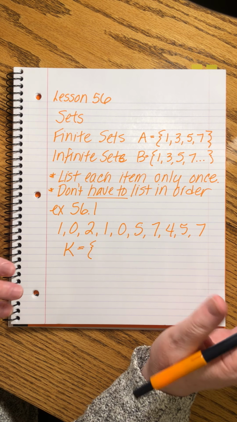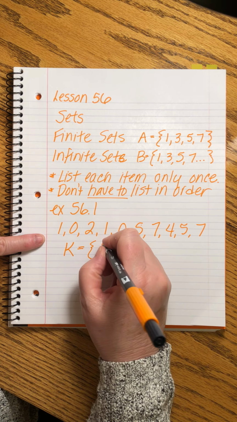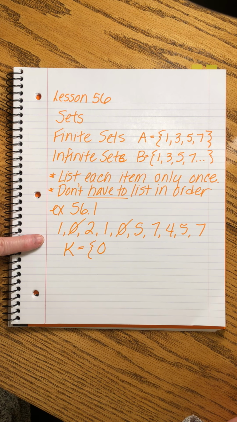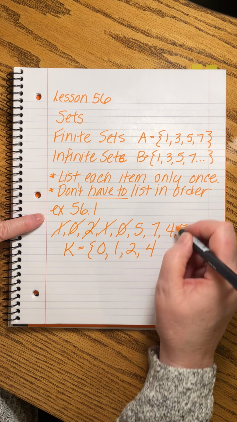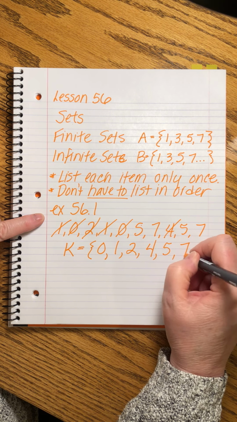It's so much easier. So the smallest, the least number up here is 0. And I'm going to cross them out as I include them. 2 zeros, I only need to write it once. Next number is 1. There are 2 of those. Then we have a 2. There's no 3, so I'll skip up to the 4. Then we have a pair of 5s and a pair of 7s.